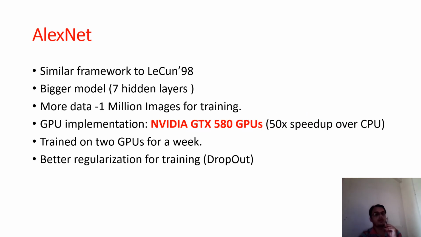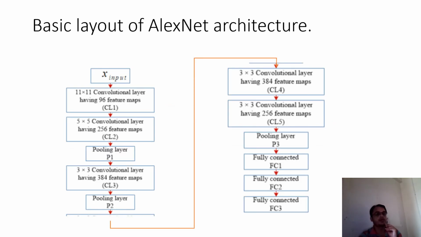Right, now these are the parameters for AlexNet. Simple features, then a big model, then 1 million images were used, and for the first time they used NVIDIA GPUs, NVIDIA GTX 580 GPUs, trained on 2 GPUs for a week, and they used better regularization using the dropout mechanism. Okay, this is the network of AlexNet.